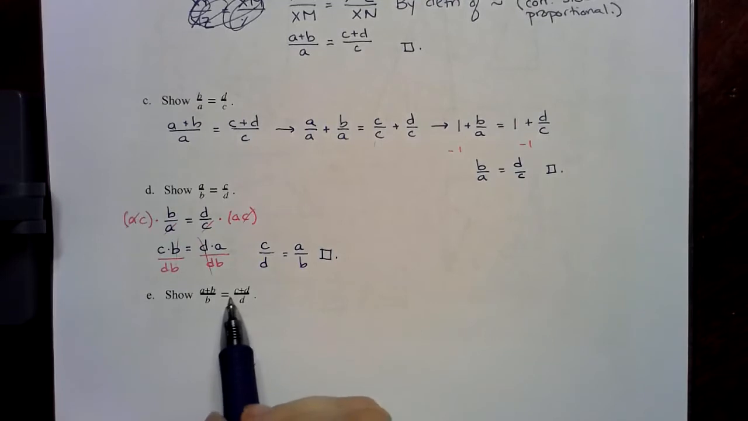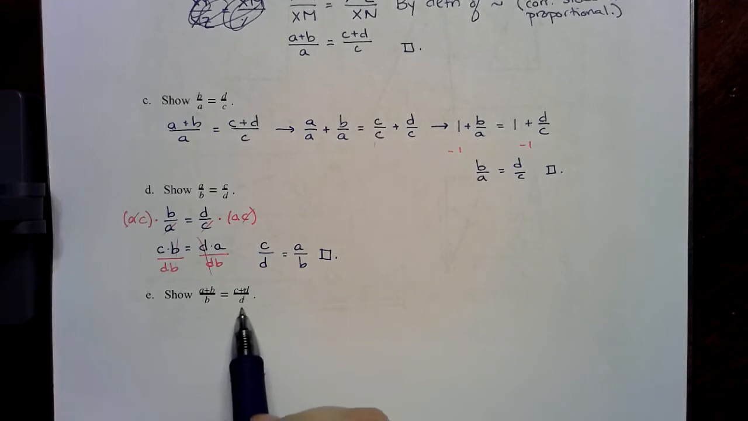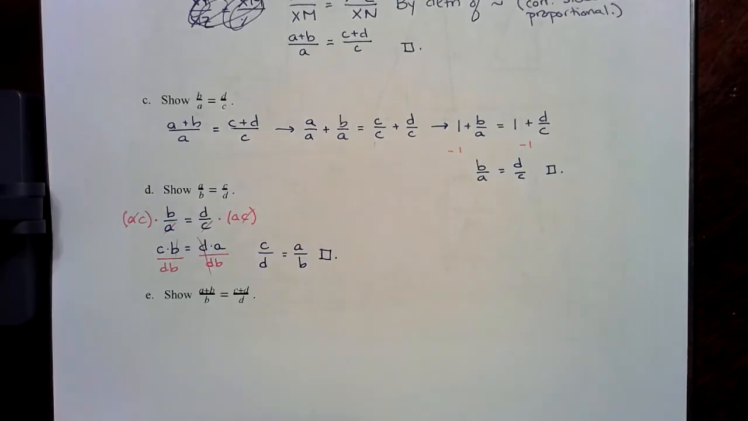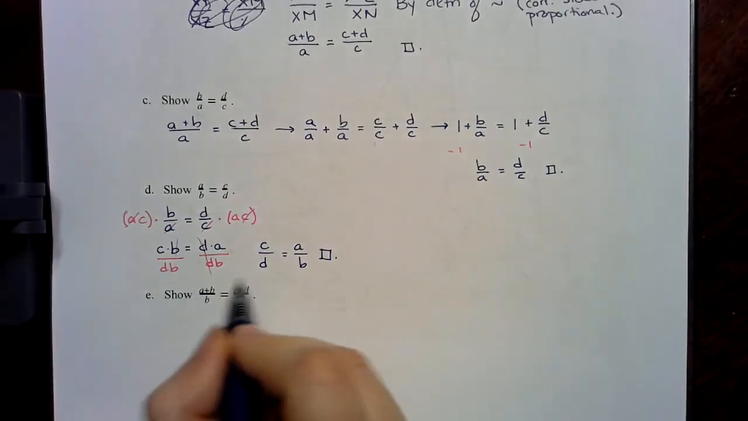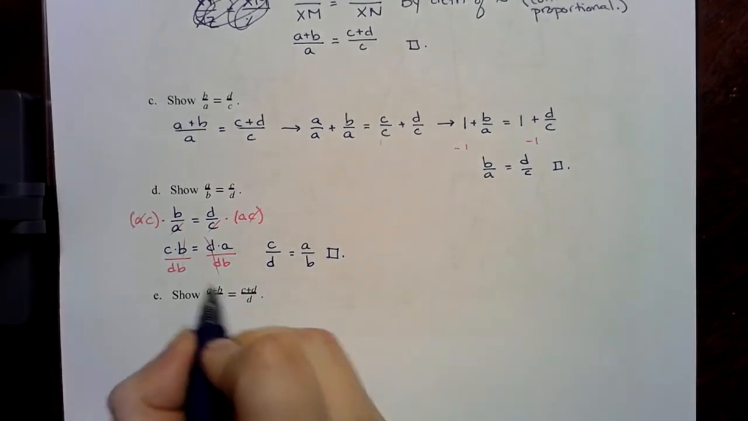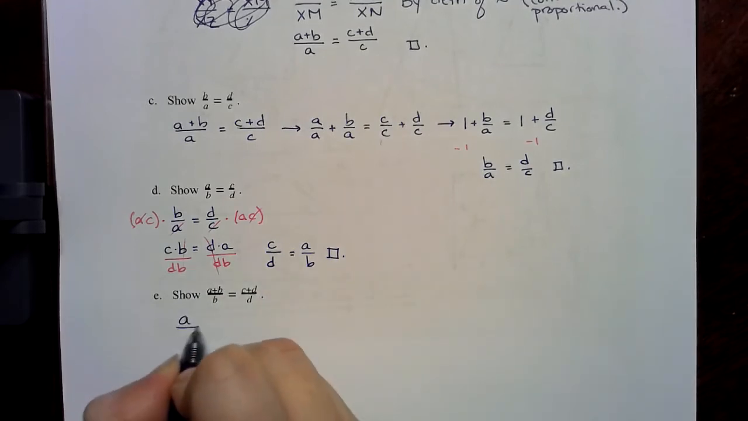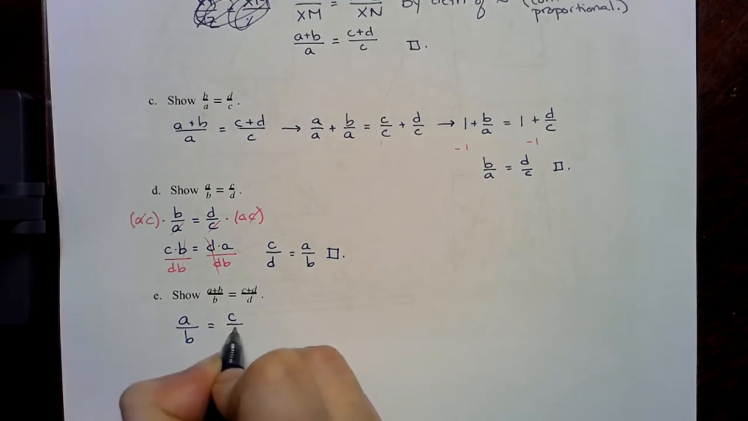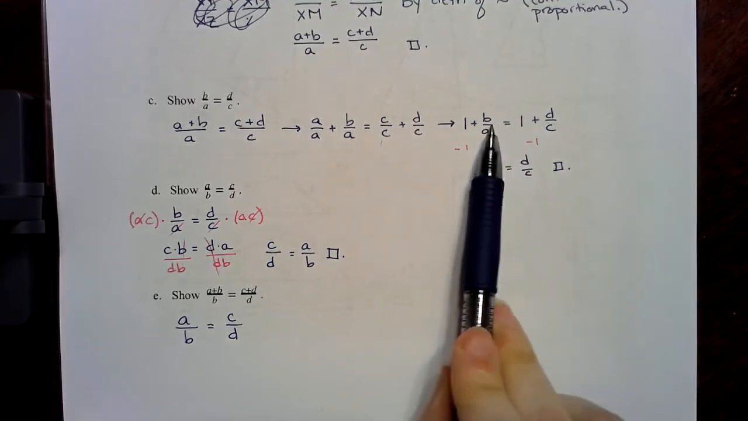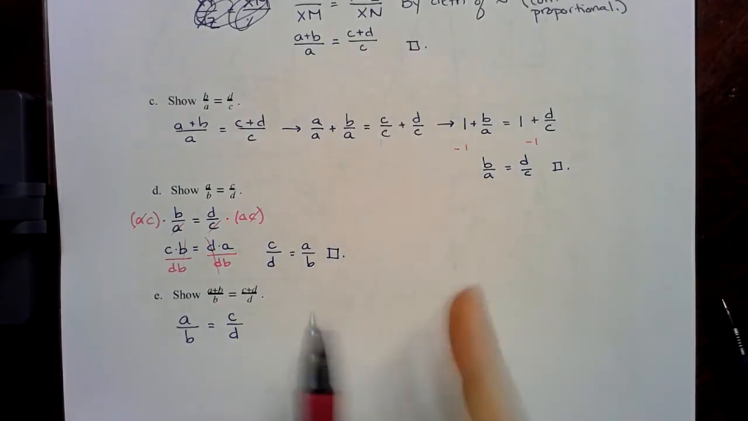Now let's look at what if I wanted A plus B over B and C plus D over D. Well, I'm going to kind of use this backwards. So I wish I had A plus B and C plus D. I'm going to start with this, but I'm going to just put them in the other order so that my A's and B's are on this side and my C's and D's are on the other. So I'm going to start with A over B equals C over D. And I'm hoping that I can move this procedure backwards. So I'm going to start by adding 1 to both sides.